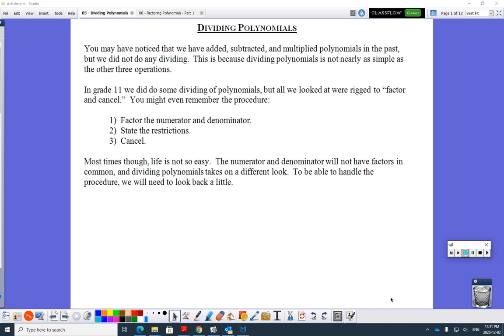Okay, I'm going to start using that word now a little more. Degree, it's a handy word. It just means the highest exponent we see. And in grade 10, degree was 2. And so you did adding and subtracting and multiplying. Dividing polynomials, you haven't done much with. So let me just talk about that.